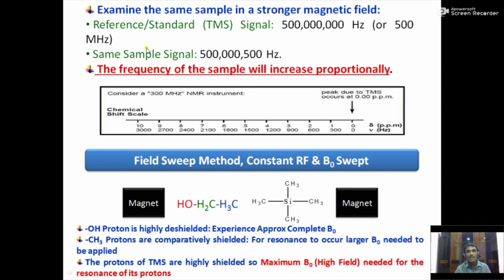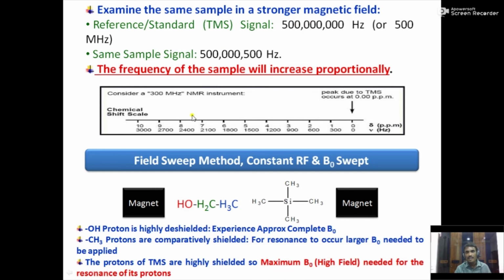But we have to keep in mind, in the earlier case the frequency was 300 megahertz, in this case the frequency is 500 megahertz. So the frequency of the sample will increase proportionally. The frequency of the sample is also increasing proportionally to the applied magnetic field, to the applied radio frequency.